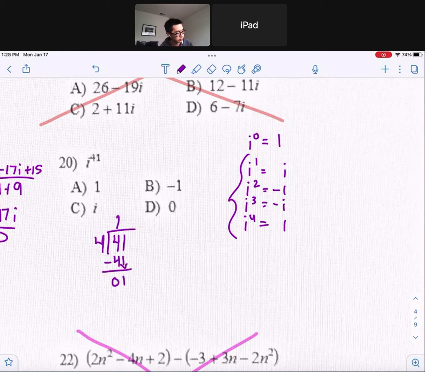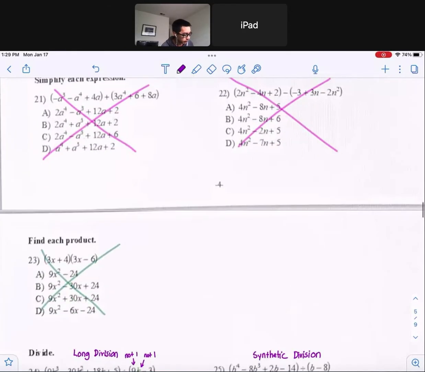4 cannot go into 1, you guys, so that's 0. So we do have a remainder of 1. That remainder of 1 is going to be our new power of i, and i to the first, you guys, is just i. So that's C. Whatever the power is, just divide it by 4, and then raise i to the remainder of whatever that division is by 4.